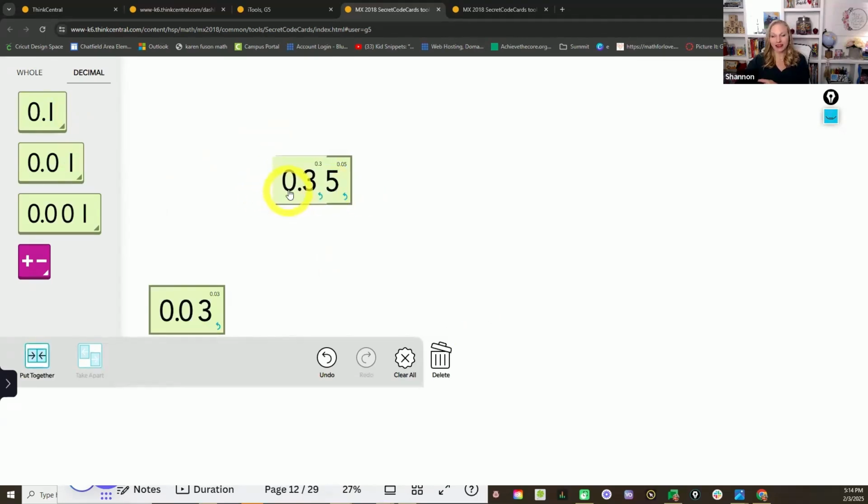And now when I stack them, we say a number has to pass 2 tests. It has to pass the look test and it has to pass the count test. What number does this look like? 0 and 35 hundredths. What number does this count to? 35 counts to 35 hundredths.